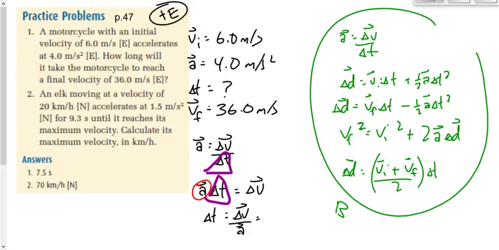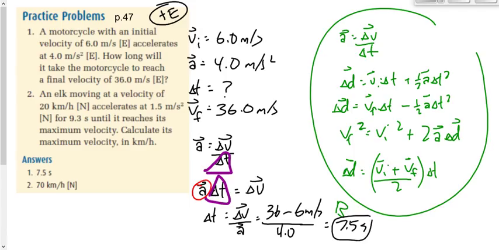Delta v is v_f minus v_i, final minus initial velocity. 36 minus 6 meters per second over a is 4.0. So 36 minus 6 is 30, divided by 4.0 gives me 7.5. And the units we use for that are seconds, because now that we're in Group B, acceleration, we always use those standard units. Meters, seconds, meters per second squared, and so on. Okay?